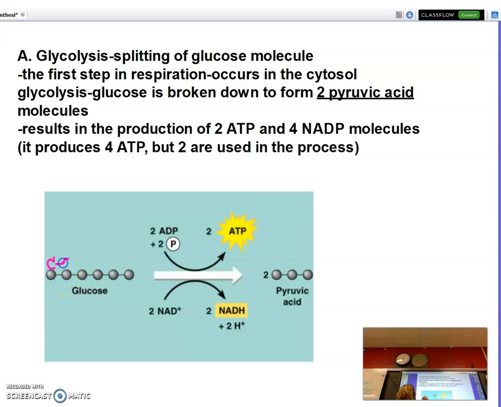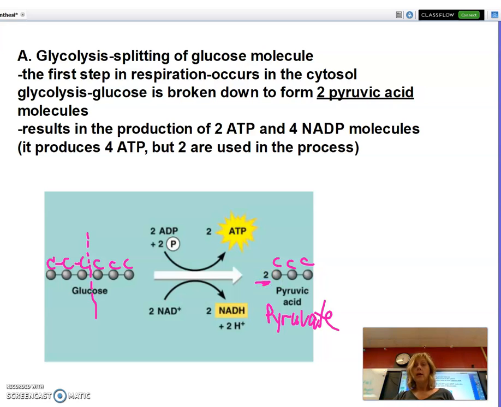So this is a carbon chain. These are all carbons. It's literally going to split this glucose, this 6-carbon sugar, into 2 3-carbon pyruvate or pyruvic acid. Pyruvic acid and pyruvate are exactly the same thing. But you can see now we have 1, 2, 3 carbons, but we have 2 of these. So that can make sense, right?